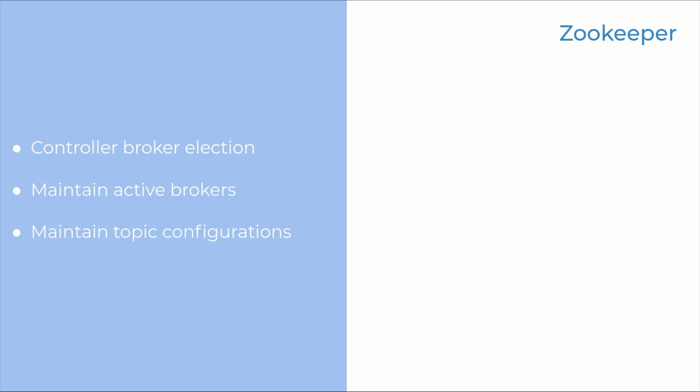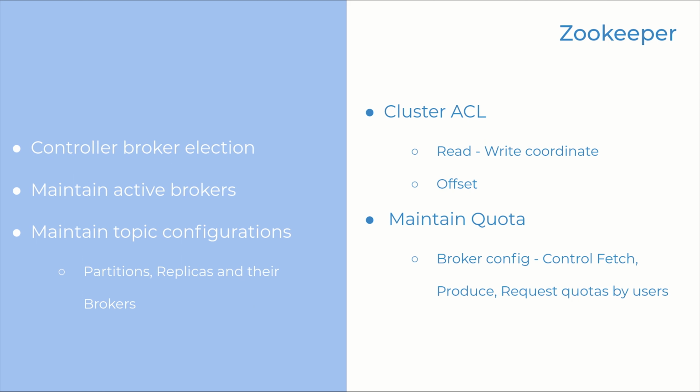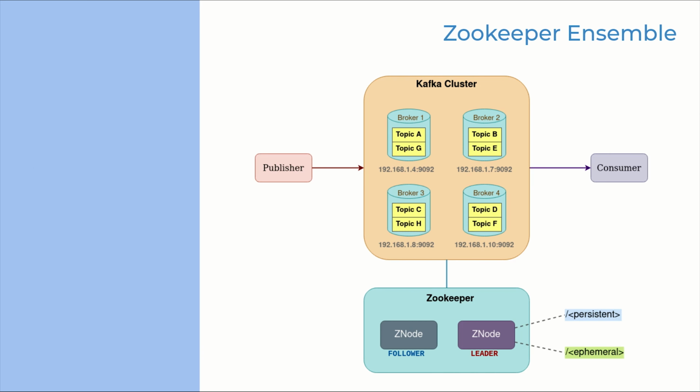So talking about the overall use of Zookeeper in the Kafka ecosystem, it does the controller broker election and maintains a list of active brokers at a given time, and it keeps all cluster metadata like partitions and their assigned brokers. Then it does access control of Kafka with read-write coordination and maintains the offset, which is known as the index. Further, it can maintain quotas based on the broker configuration, where it decides message consumption by specific users. Let's talk more about Zookeeper.